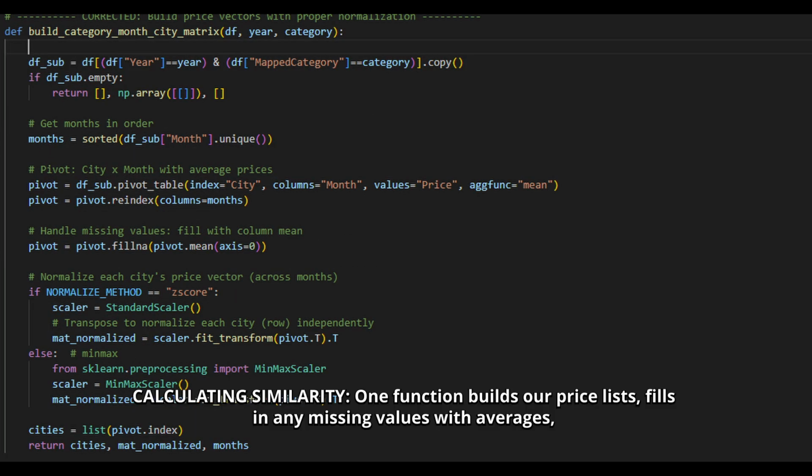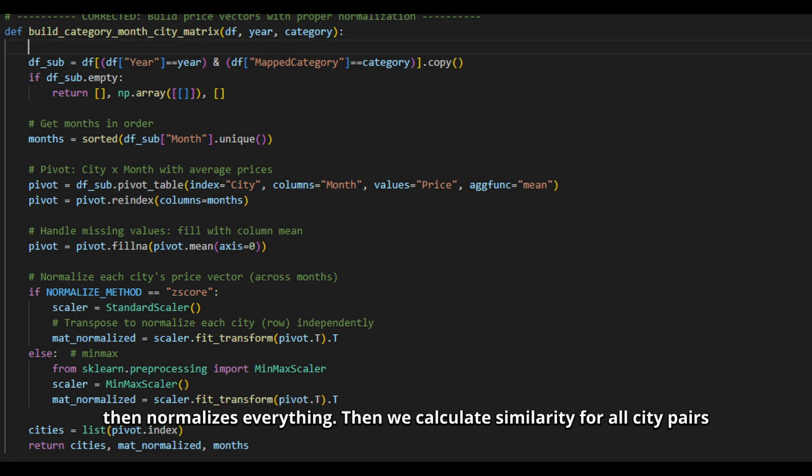Calculating similarity. One function builds our price lists, fills in any missing values with averages, then normalizes everything. Then we calculate similarity for all city pairs. If we have 30 cities, that's 435 comparisons for each category.